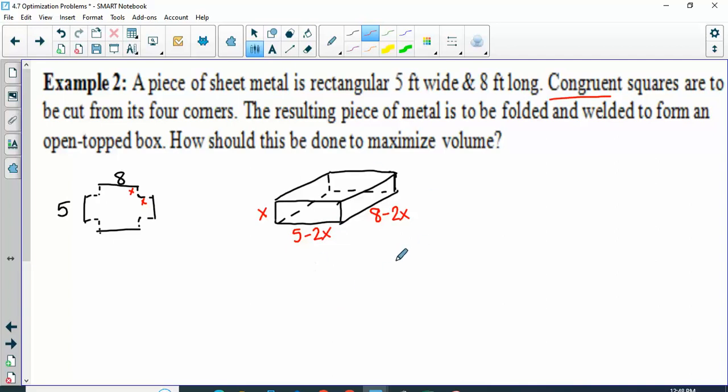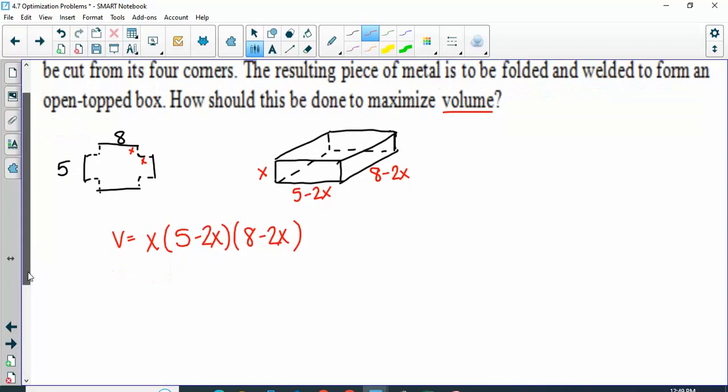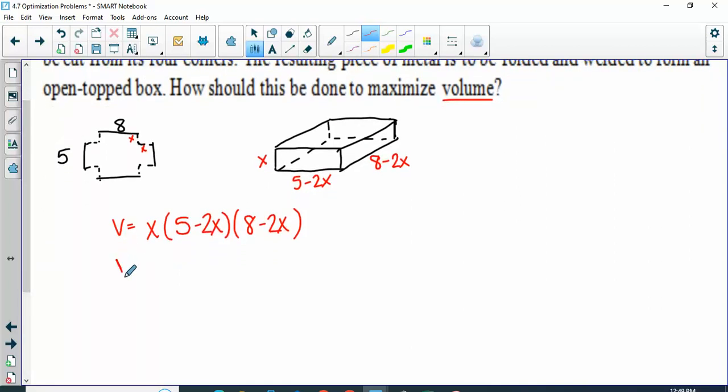Alright, so we have everything in terms of one variable. I'm trying to maximize volume. How do you find volume? So, if I multiply, can I FOIL and distribute my x at the same time? Okay, so we get 40x minus 26x squared plus 4x cubed.